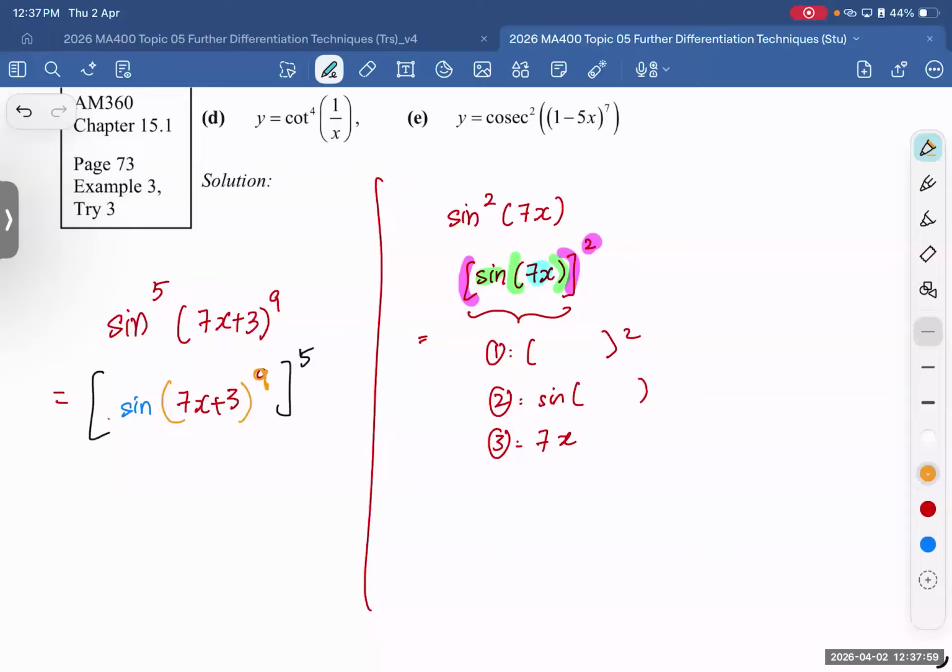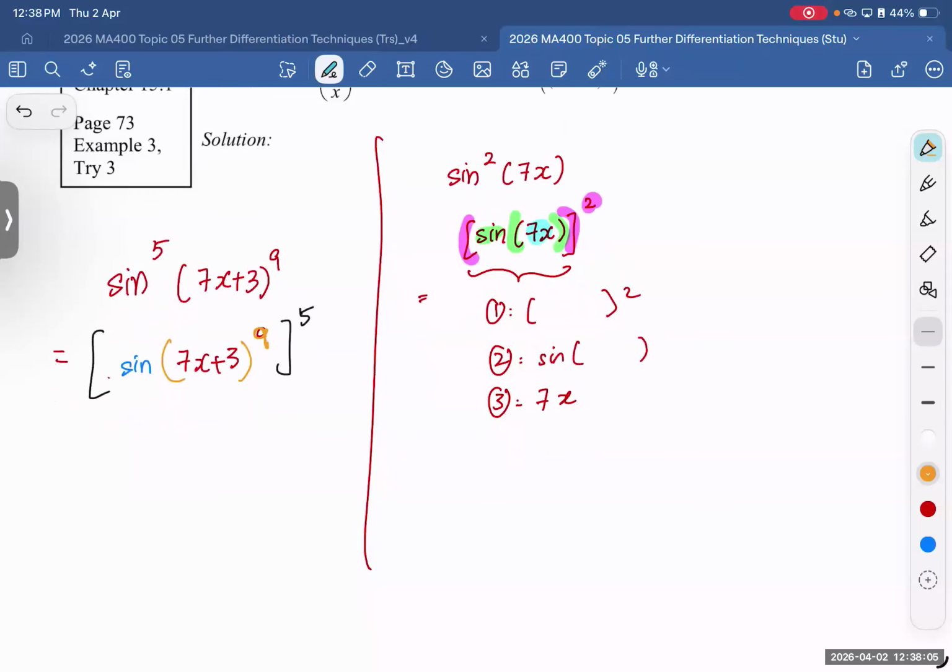The first one, who's the most outer one? There you go. Can you see the most outer layer is power 5. Second layer is sine. Correct? Third layer is power 9.